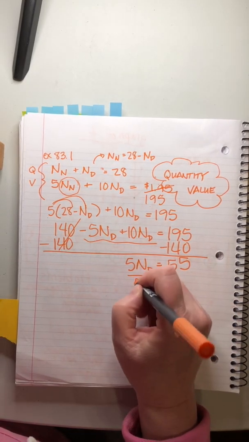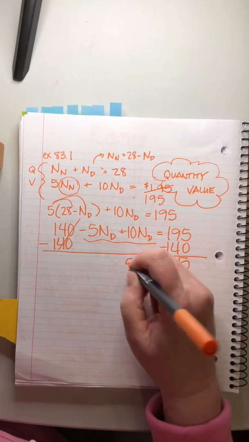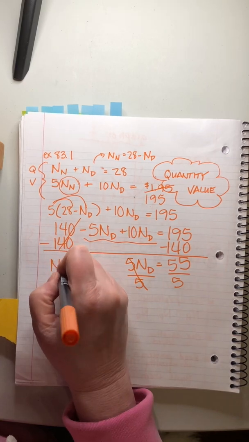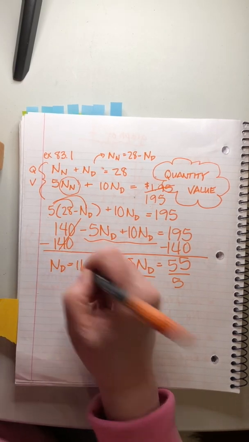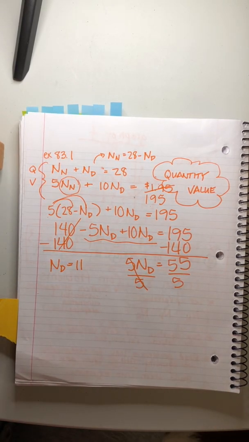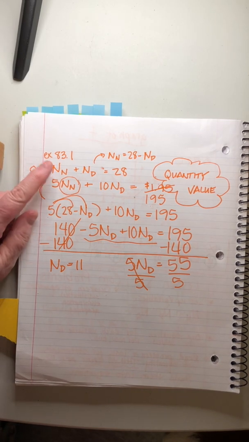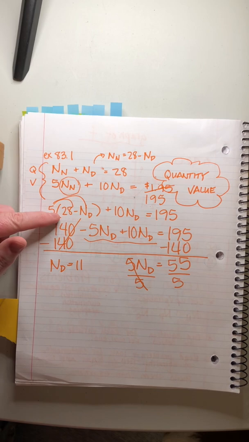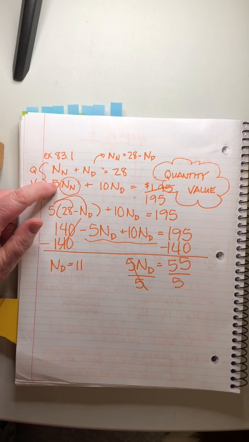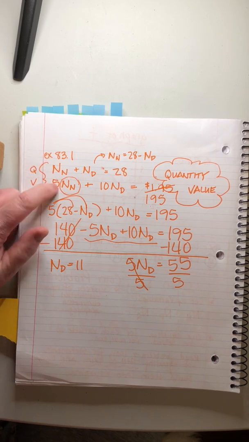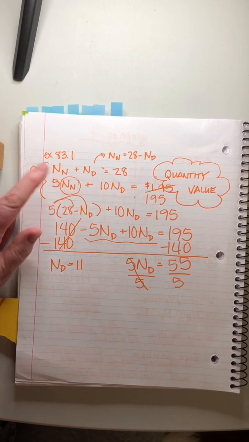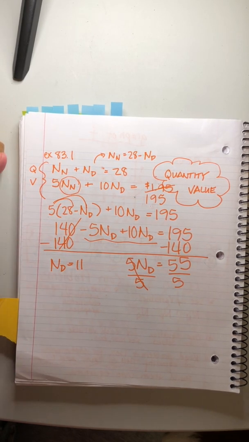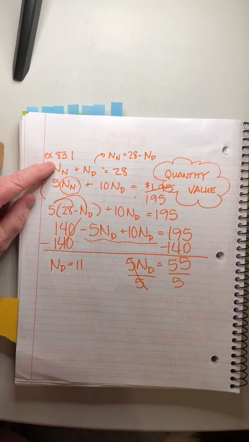Yes, divide by 5. And we get that the number of dimes equals 11. Okay, beautiful. And then we pick one of these equations. I mean, we could pick this one too, but why would we want to? Oh no, this one doesn't have the number of nickels in it, so we do need one of these. We choose one of these and we plug this in to find the number of nickels.